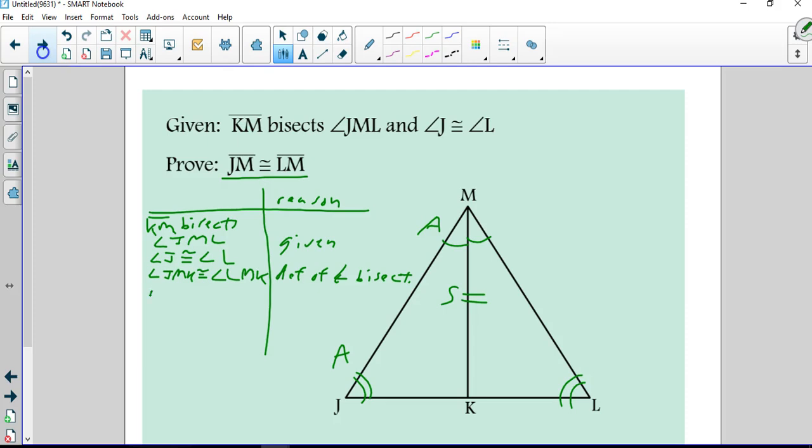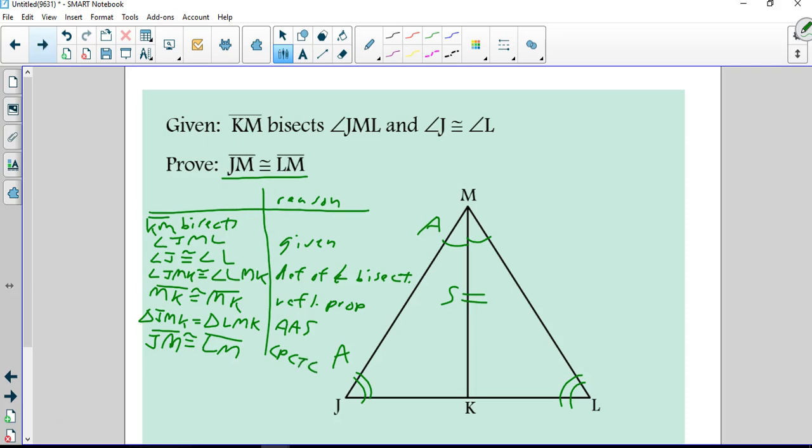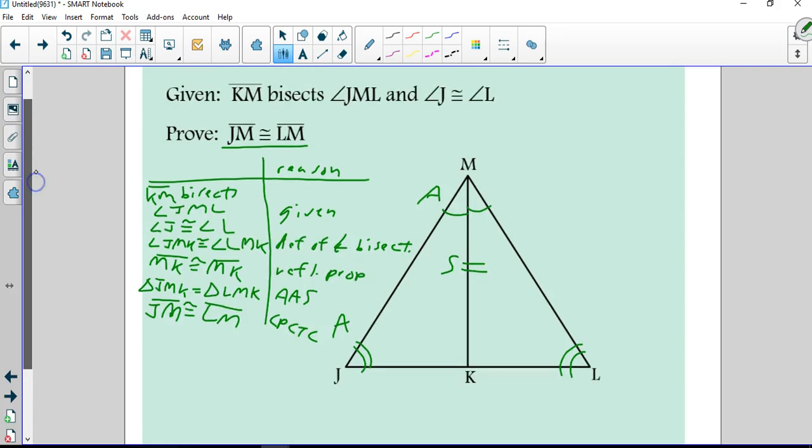We also know that MK is congruent to itself by the reflexive property. We now can prove that triangle JMK is congruent to triangle LMK by AAS. And then we can say that line segment JM is congruent to line segment LM by CPCTC. Remember, hit pause if you need to.